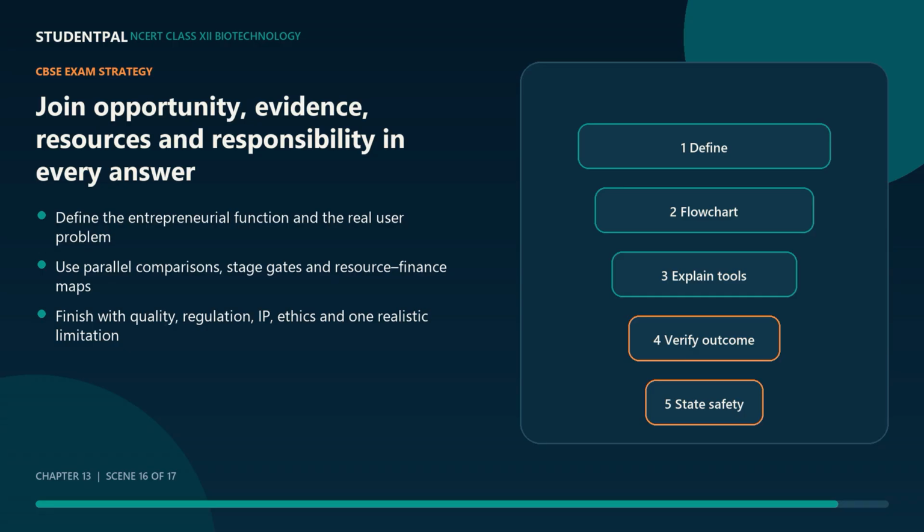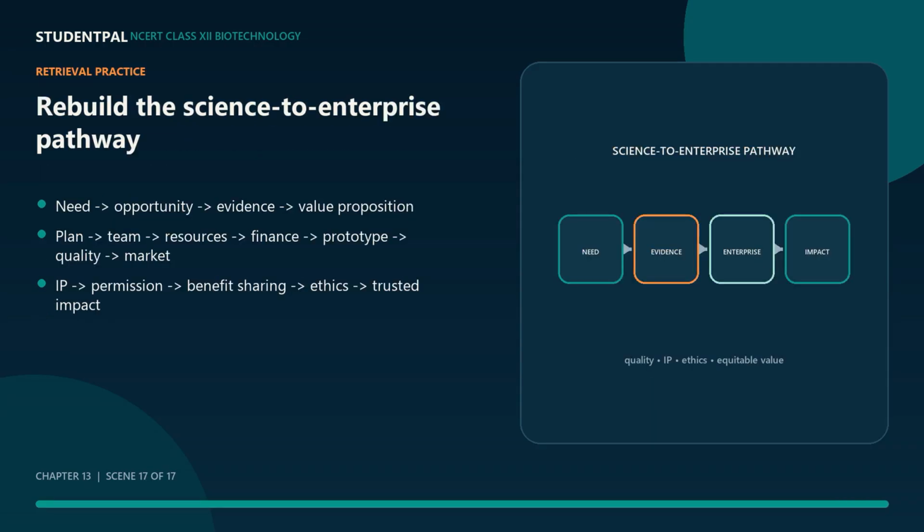Match funding sources to discovery, prototype, validation, and scale up, noting repayment, ownership, and control. Explain why biotechnology needs specialized facilities, long evidence cycles, quality, biosafety, and regulation. Draw a stage-gated startup pathway. Distinguish patentability from freedom to operate, and patents from copyright, trademarks, designs, and trade secrets. Define biopiracy and end with provenance, permission, benefit sharing, transparency, and limitation. Close your notes and rebuild the chapter.